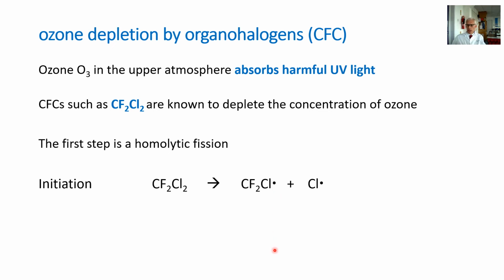But why are we forming a chlorine radical and not a fluorine radical? Pause the video, think it through. Why a chlorine radical and not a fluorine radical? So here's the simple answer. Carbon-chlorine bonds are much longer and therefore weaker than carbon-fluorine bonds, so the chlorine radical will be formed.